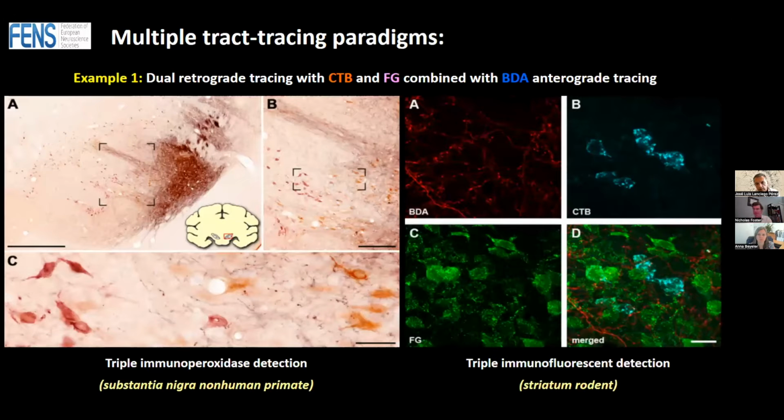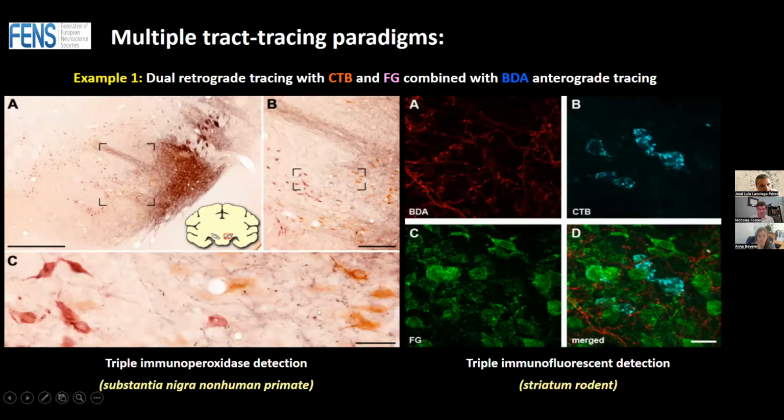Okay, so I'm going to show you just a few examples of what can be done with multiple tracing paradigms. In this image, you have a section of the substantia nigra of the monkey brain with a triple staining paradigm. Here we have combined retrograde tracing with cholera toxin that is located here. These brown neurons are neurons in the substantia nigra pars compacta projecting to the putamen nucleus. And what you have here in purple, stained with a peroxidase chromogen called VIP, are neurons projecting to the caudate nucleus.